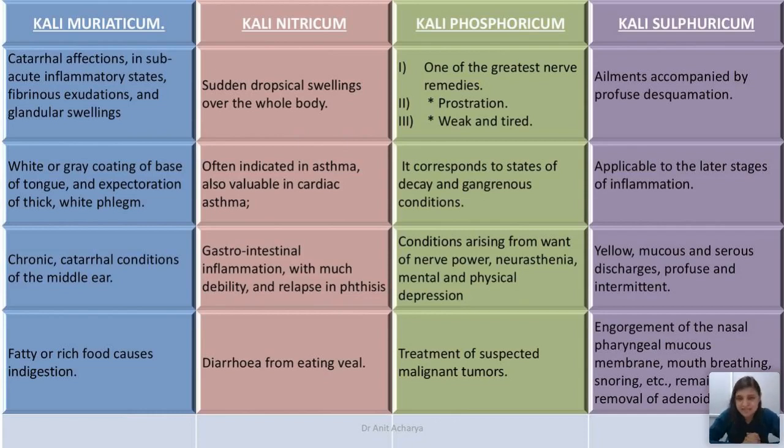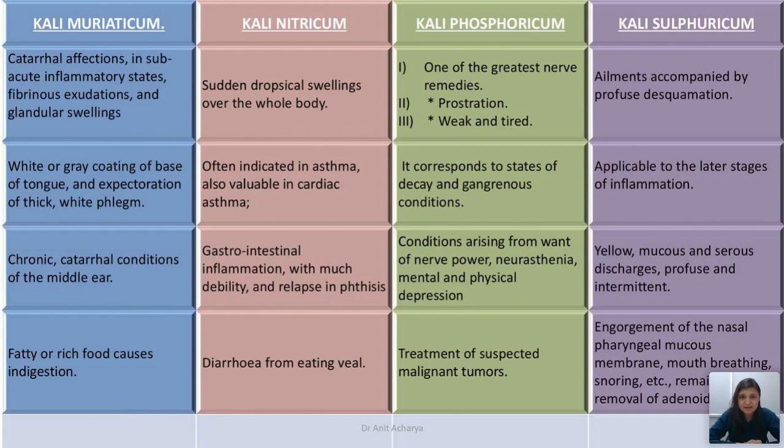Kali phos, just like Pulsatilla, there is... Kali phos is a nerve tonic. Kali sulph is a shishlosh Pulsatilla. And Kali phos is a great nerve remedy for insomnia. Research has been done on Kali phos in the condition of insomnia. And obviously, it's a wonderful drug for suspected malignant tumors.